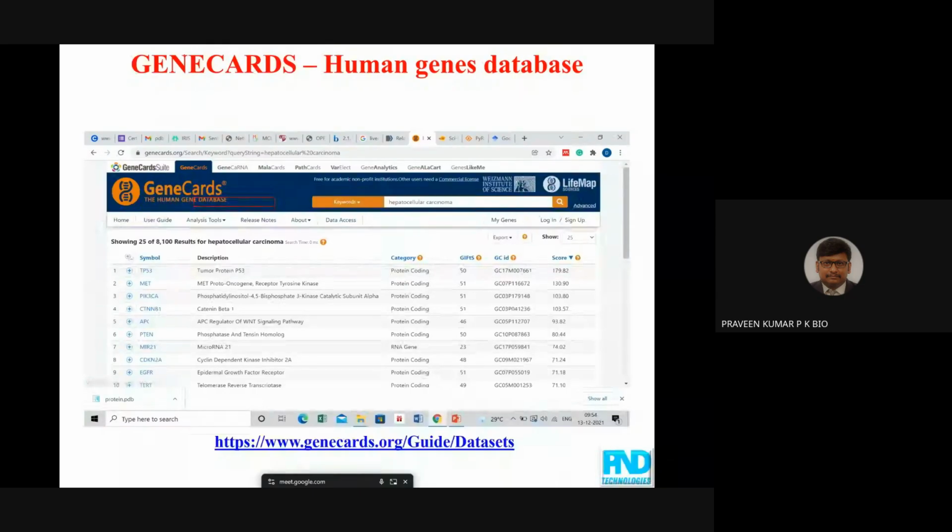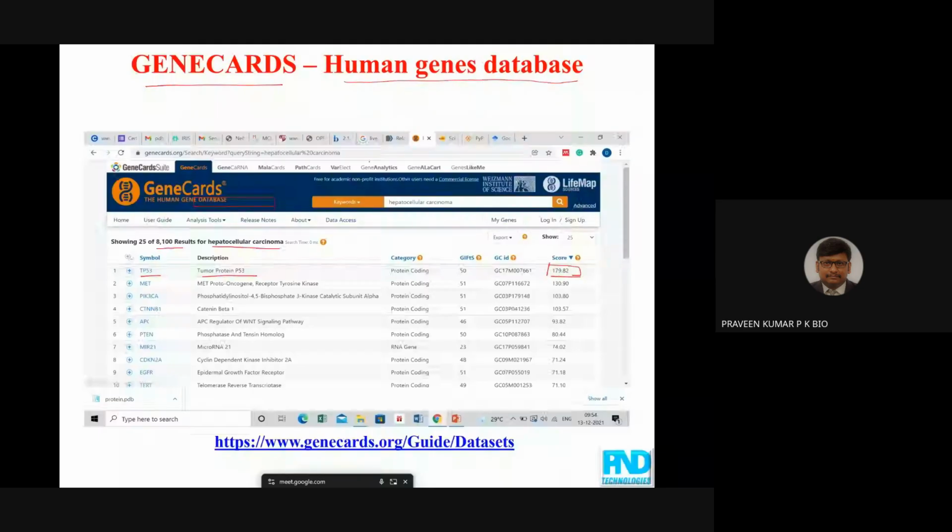I suggest you go with GeneCards if you're working on any diseases. I presently searched for hepatocellular carcinoma. The objective of asking you to use GeneCards if you're working on diseases is that it gives extensive information on human genes. For hepatocellular carcinoma, I got around 8,100 genes responsible for causing it. Then what is the major gene and what is the score? See, TP53, tumor protein 53. This is the most frequently occurring gene for hepatocellular carcinoma. So we can find the score.